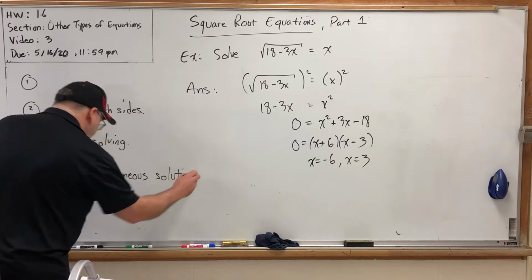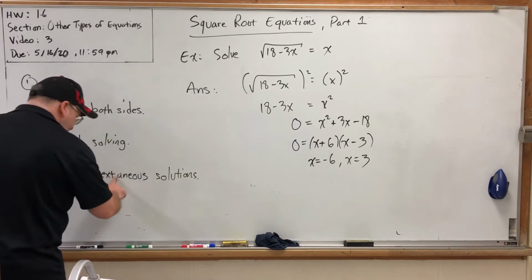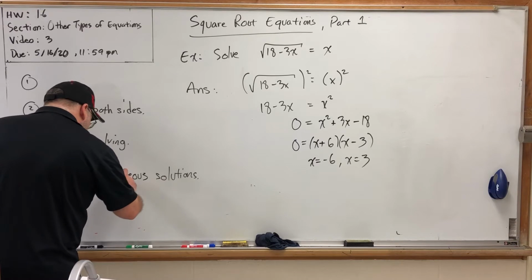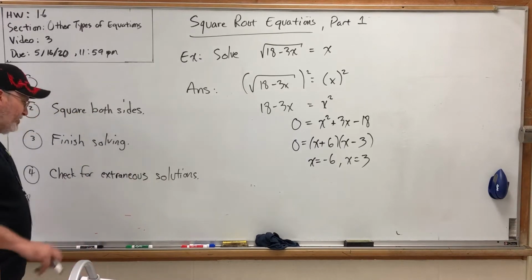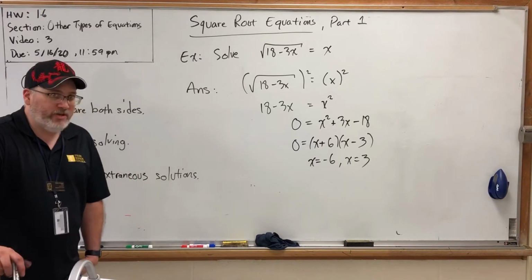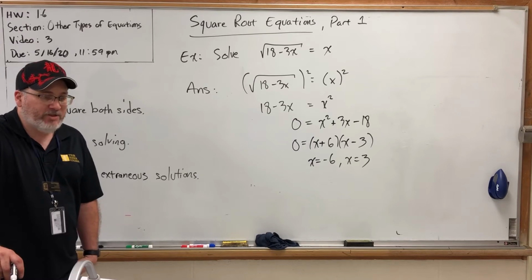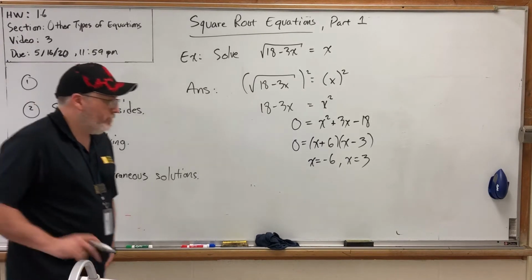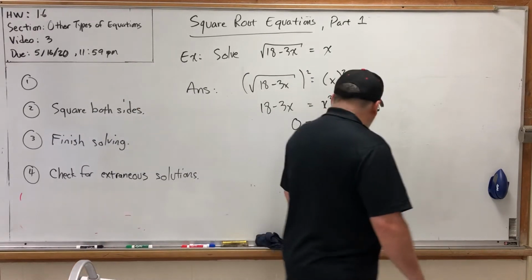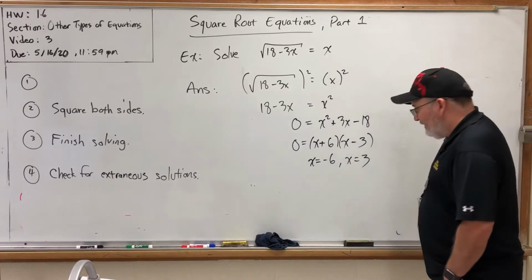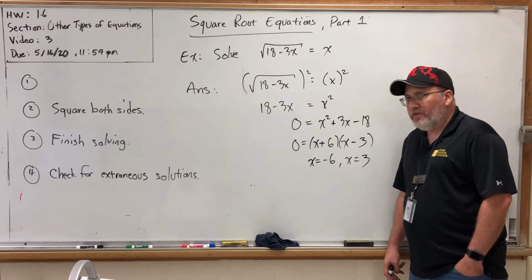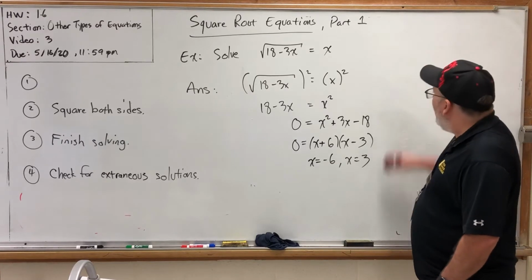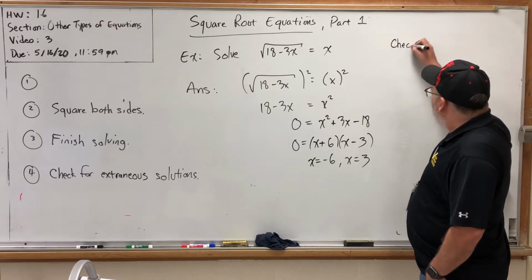Extraneous is spelled E-X-T-R-A-N-E-O-U-S. Basically, a solution is extraneous if it appears at the end, but it is not a solution to the original equation. One of these solutions isn't a solution. And it's not our fault that it snuck in. It just happened to, and there's a reason why. So you actually have to check each of these.